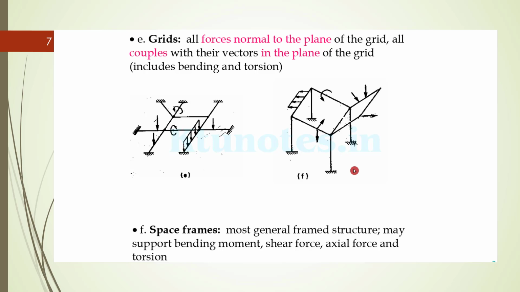The grid you can relate to the beam and slab arrangement. Here all the forces, meaning the live load, dead load, etc., when transferred through the slab to the beam, simply represent a grid. All the forces are normal to the plane of the grid, all couples with their vectors in the plane of the grid. It includes the bending and torsion which can happen to the individual beams.